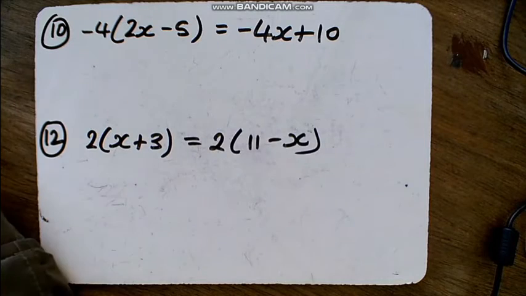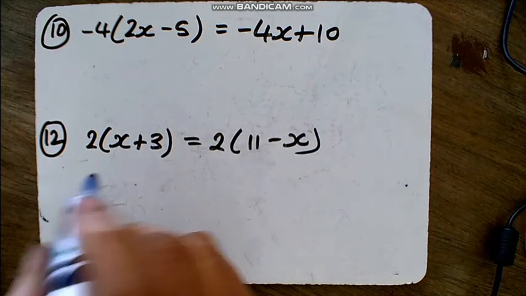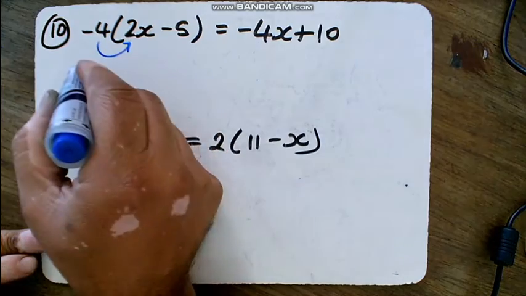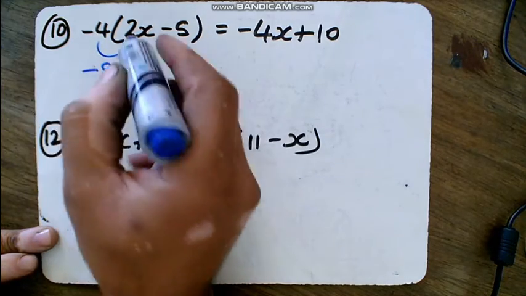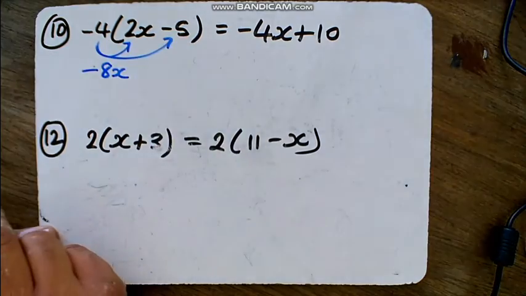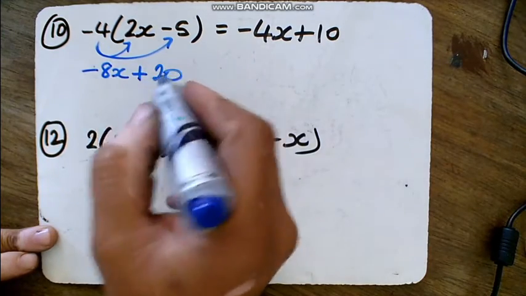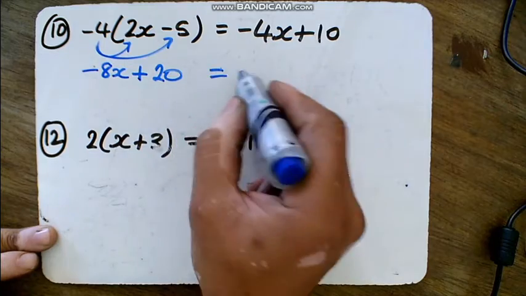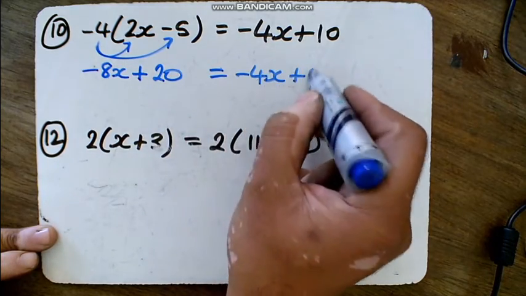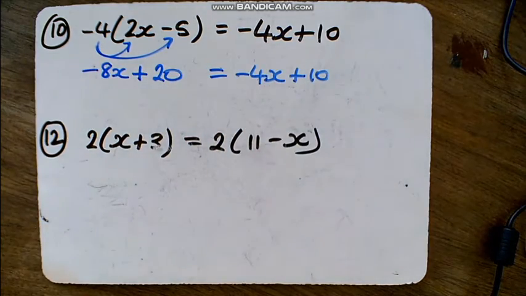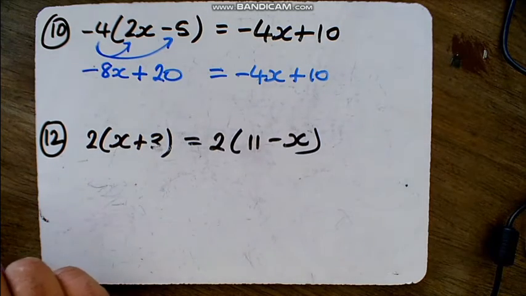Right, so we're going to say minus 4 times 2x, right? So minus 4 times 2x is minus 8x. Minus 4 times minus 5. A negative times a negative is positive. 5 times 4, 20. Good. Minus 4x plus 10. So we're going to take all the x's to the one side, all the numbers to the other side.